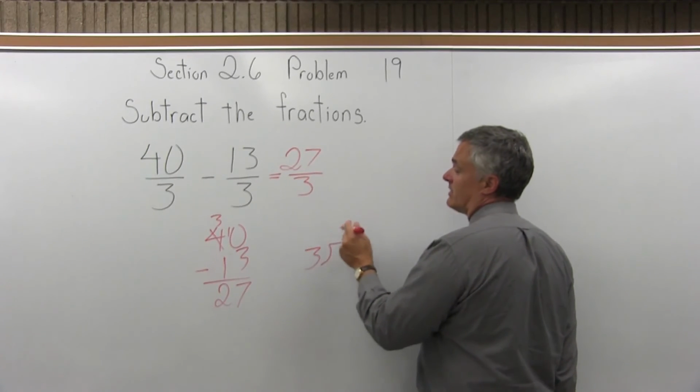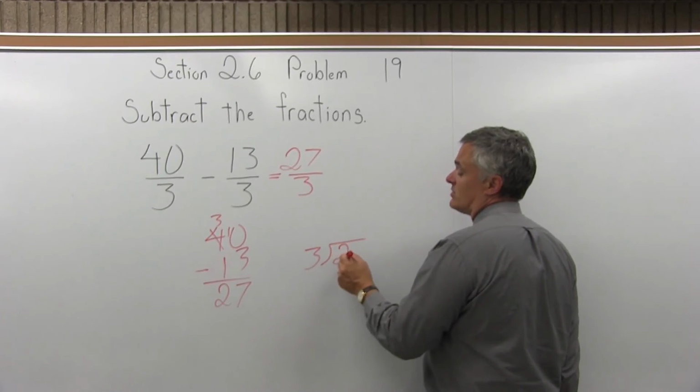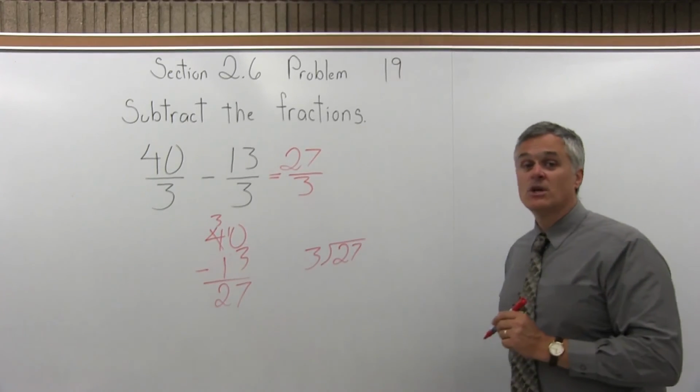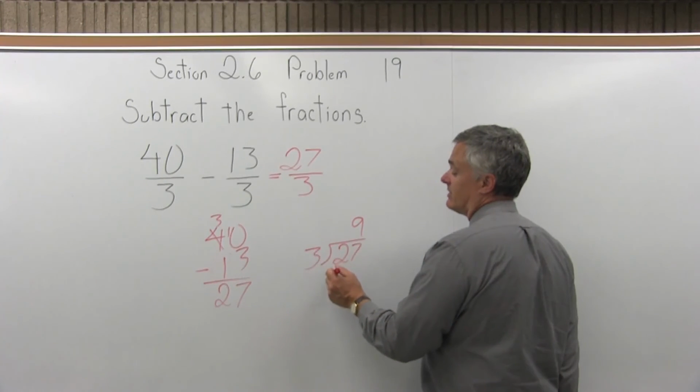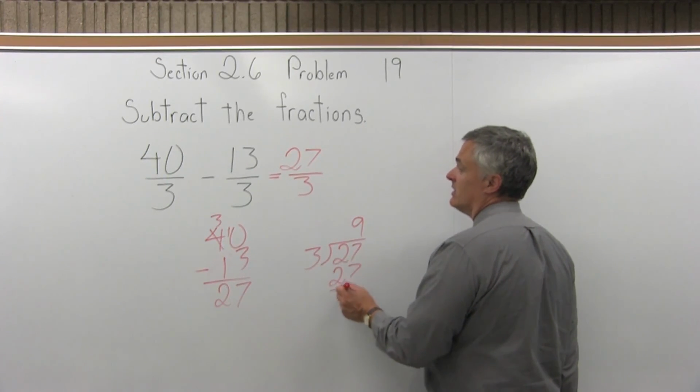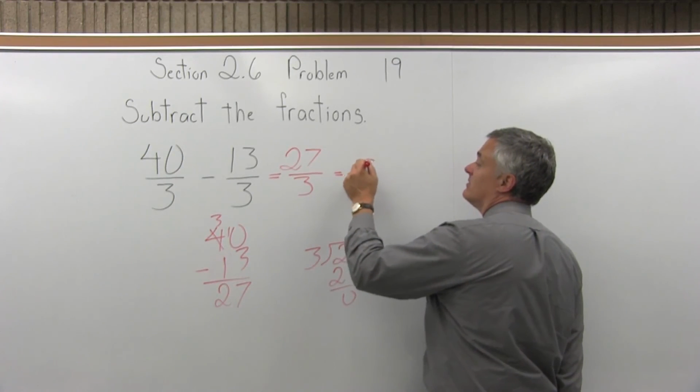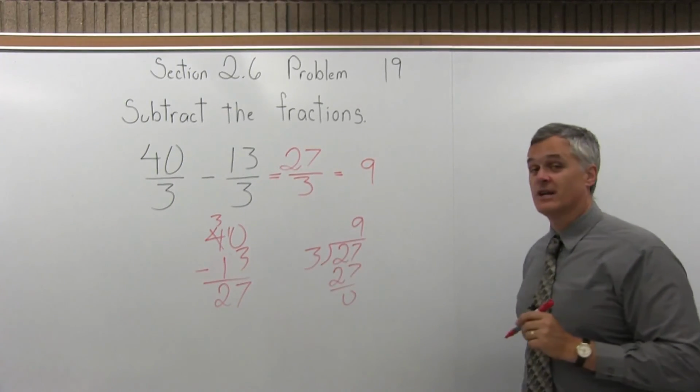So the denominator of 3 divides into the numerator of 27 how many times? Well, it fits in exactly 9 times with no remainder. 9 times 3 is 27. It goes in perfectly. So 27 over 3 reduces to just 9. The final answer is 9.